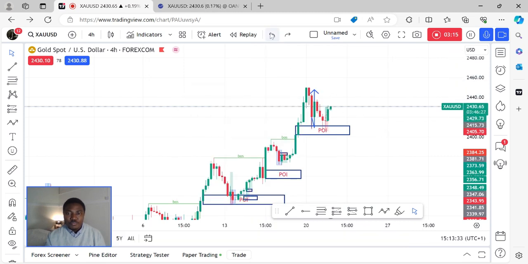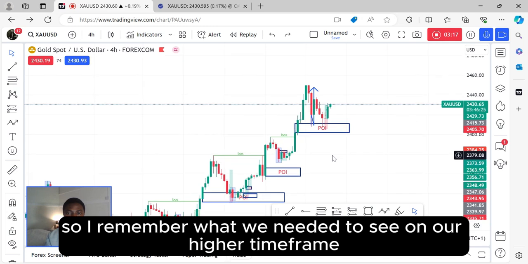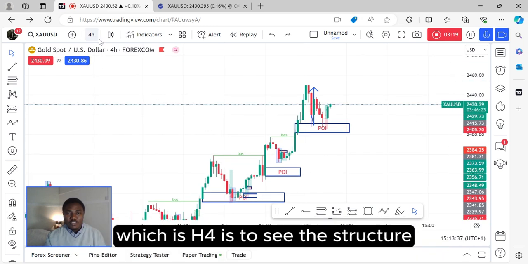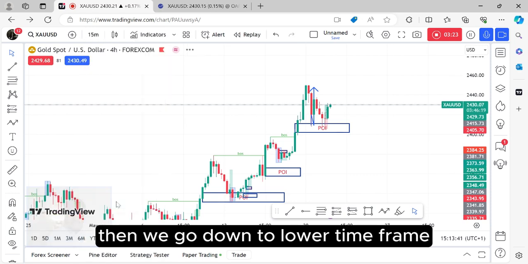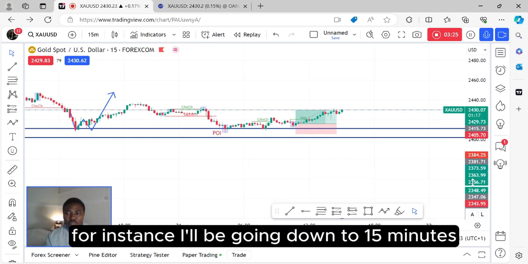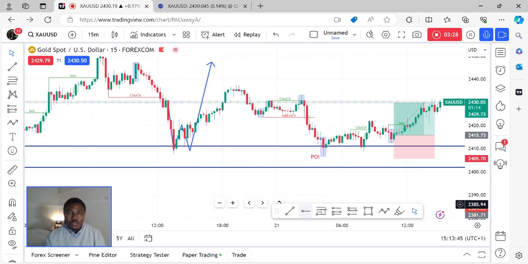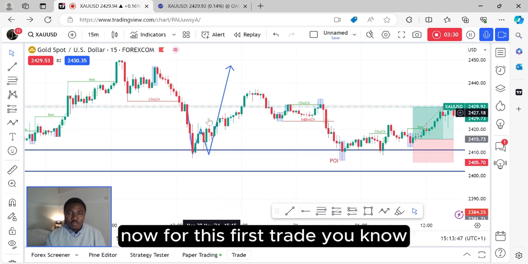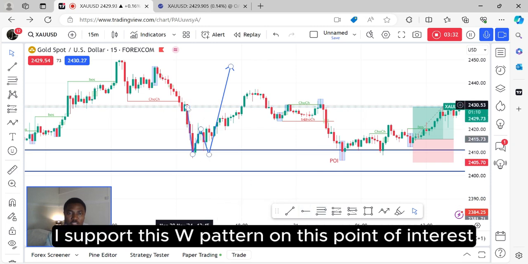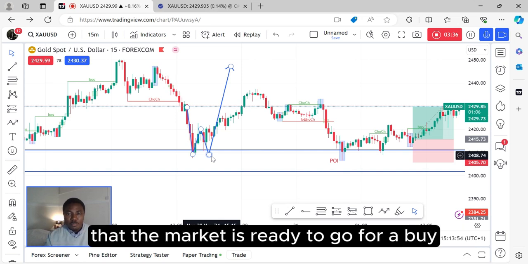All right, and remember, what we need to see on our higher time frame, which is 4 hours, is the structure. Then we go down to lower time frame. For instance, I'll be going down to 15 minutes to pick my entry. Okay, and for this first trade, I spot this W pattern on this point of interest, so it's a good sign for me that the market is ready to go for a buy.